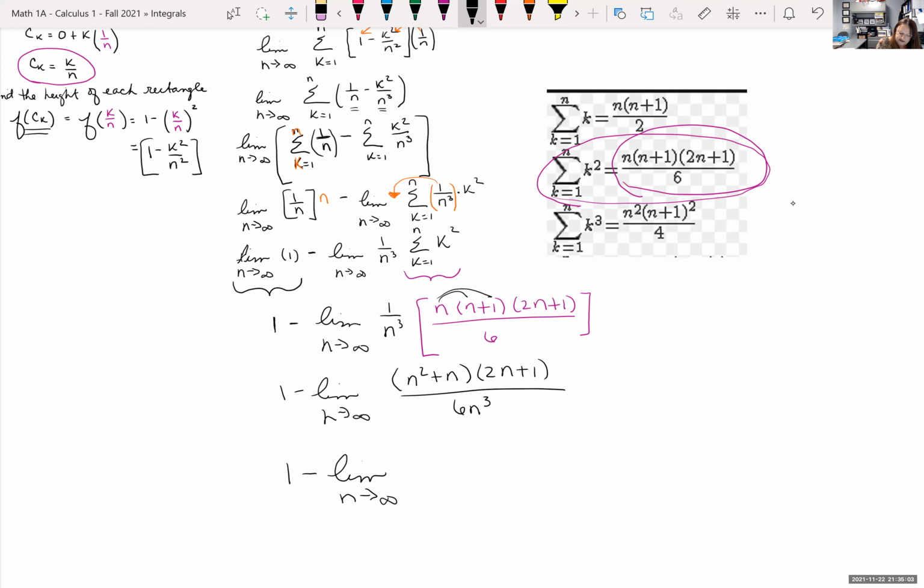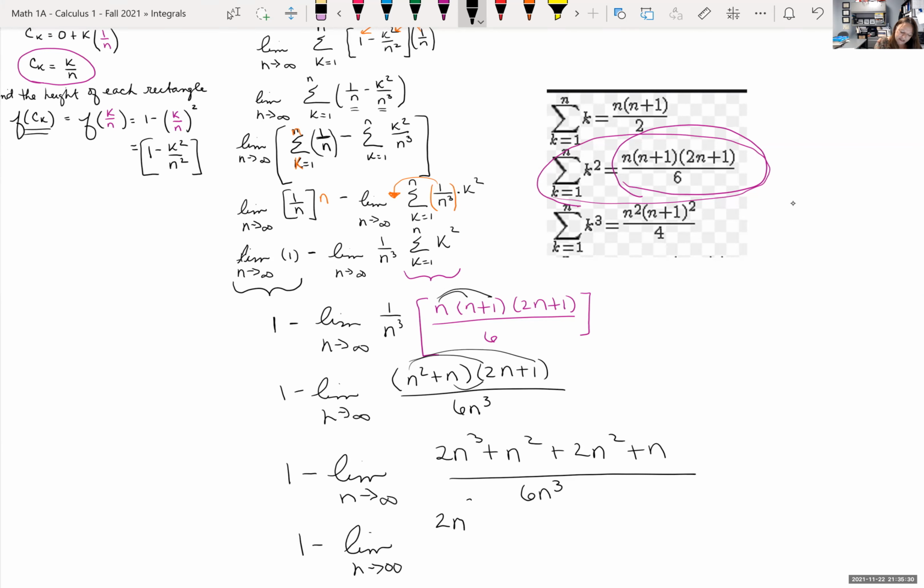And then if I distribute this out, I have 2n cubed plus n squared. Distributing my n times 2n is 2n squared plus n, all over 6n cubed. So simplifying, I got 2n cubed plus 3n squared plus n all over 6n cubed. Well, we get infinity over infinity. That is an indeterminate form.